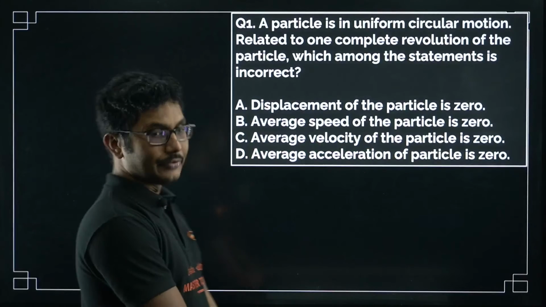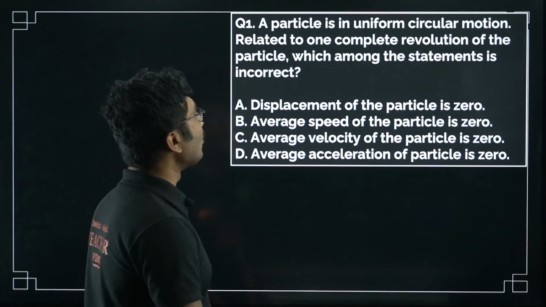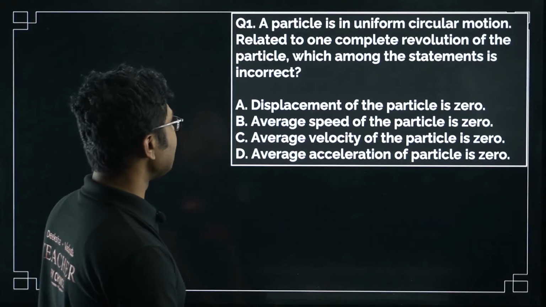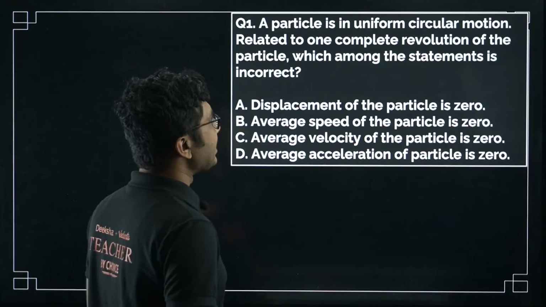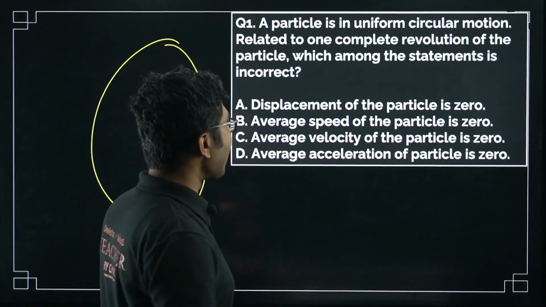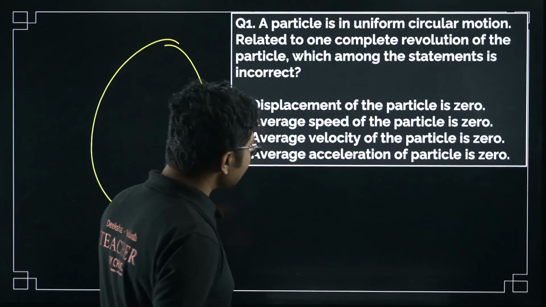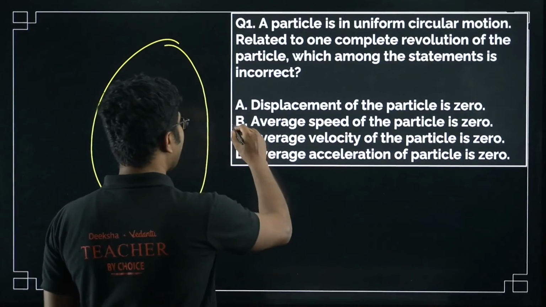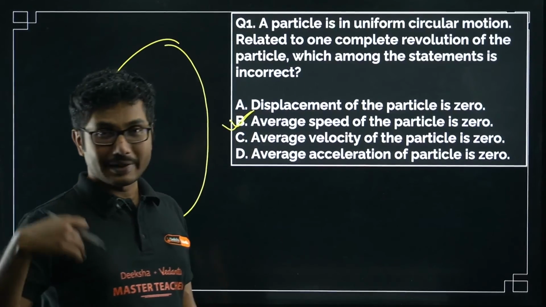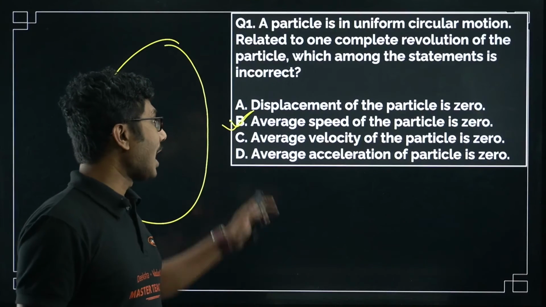A particle is in uniform circular motion related to one complete revolution of the particle. Which of the statements is incorrect? Displacement of the particle is 0, complete revolution means displacement is 0. Average speed of the particle is 0? Average speed is not 0. Average velocity is 0, average acceleration is 0, but average speed is not 0. Average speed is total distance traveled divided by time, total distance traveled is not 0, that is 2 pi r. So average speed is not 0.